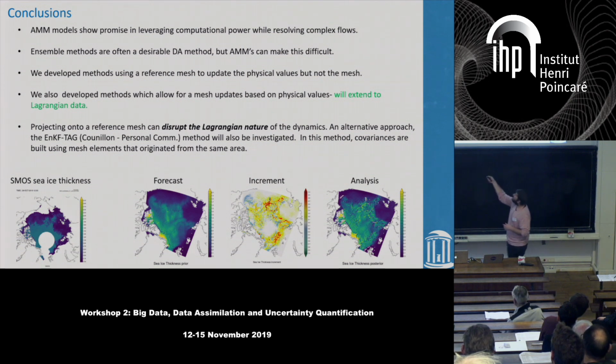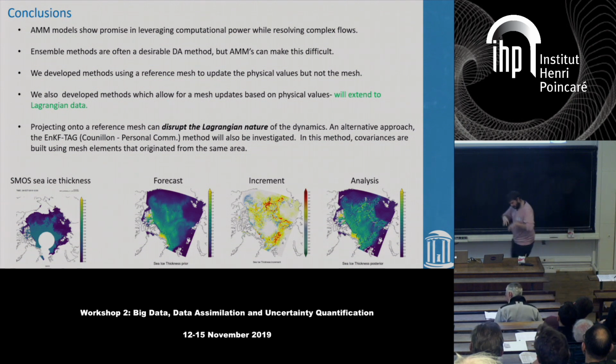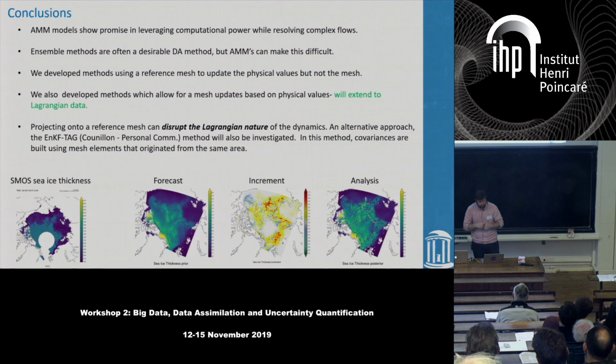Just to show some of the reference mesh work so far, the reference mesh is beginning to make its way into NextSim. So here using SMOS CS thickness data, you can have some forecasts, some increment, and then get a nice looking analysis. So it's starting to be extended up into 2D, where the rules then would be based on your angle conditions instead of just two things too far apart.